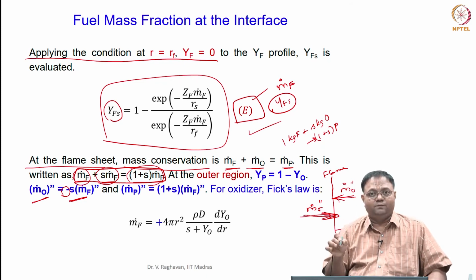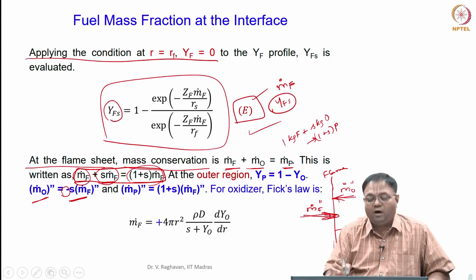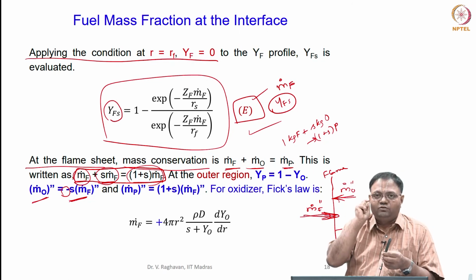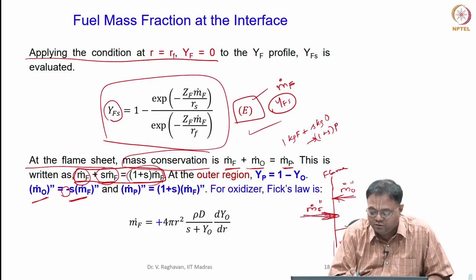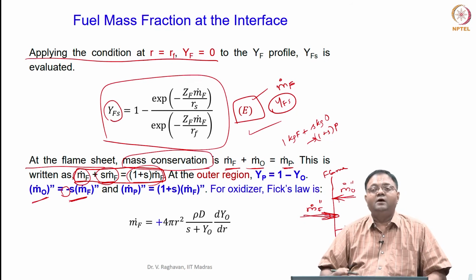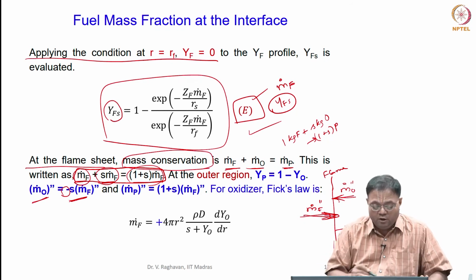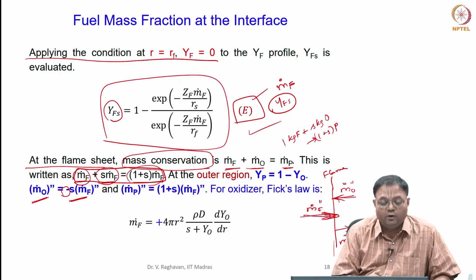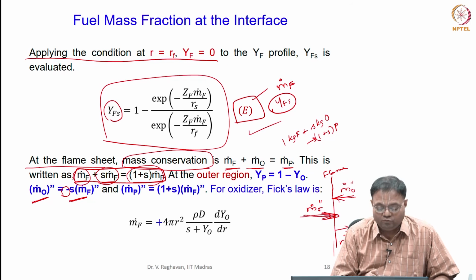When I say the mass flow rate, please understand that I am only taking the magnitudes to conserve the mass. But when I say flux, I need to take the direction properly. So you can see that M dot double dash of O will be equal to minus S times M dot double dash of F.